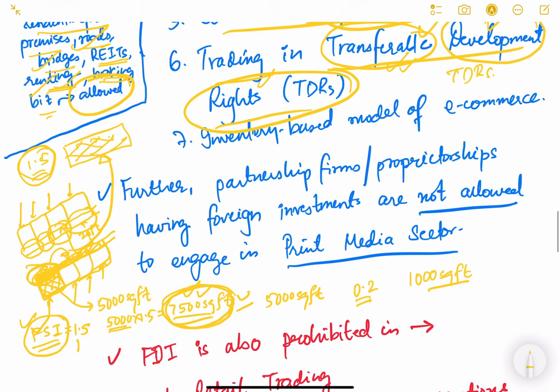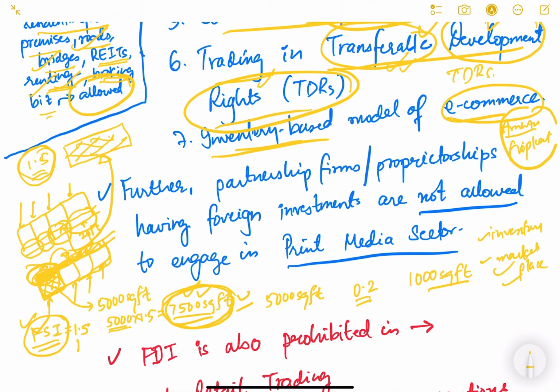Then foreign investment is also not allowed in the inventory based model of e-commerce. E-commerce meaning Amazon, Flipkart. These are all e-commerce. Now, e-commerce business is of two types. One is inventory based and another one is marketplace based. So Amazon, Flipkart, these are marketplaces. Basically, they only provide an online platform where buyers will come and sellers will come and they can transact with each other.